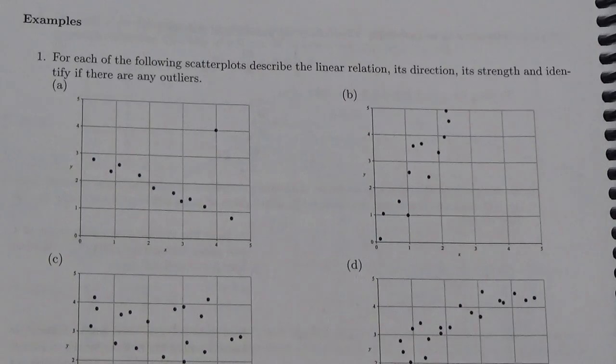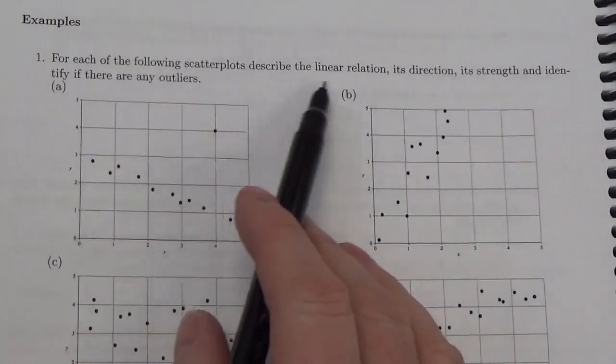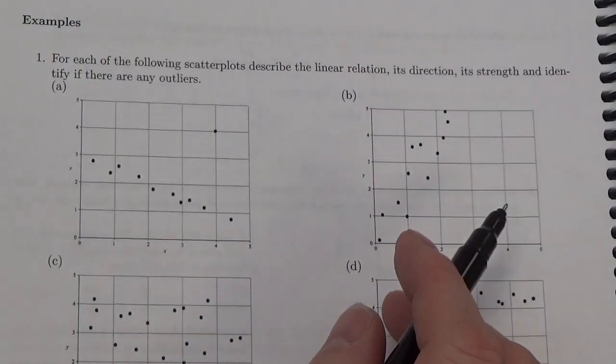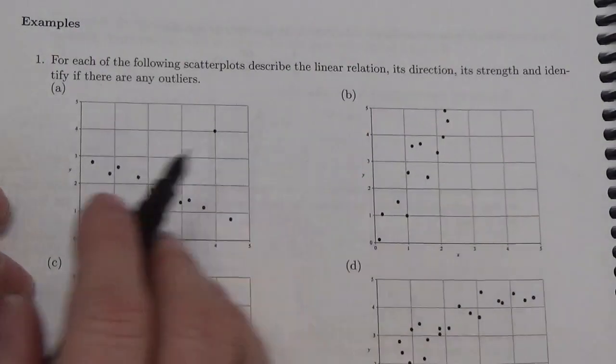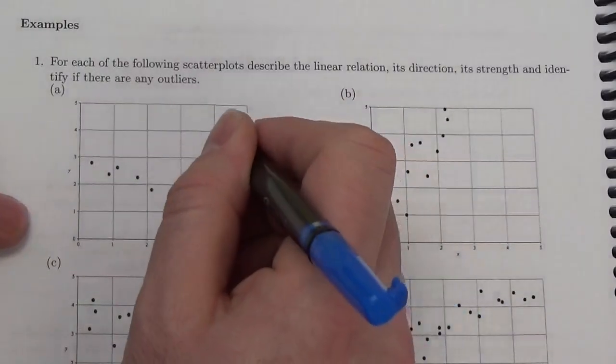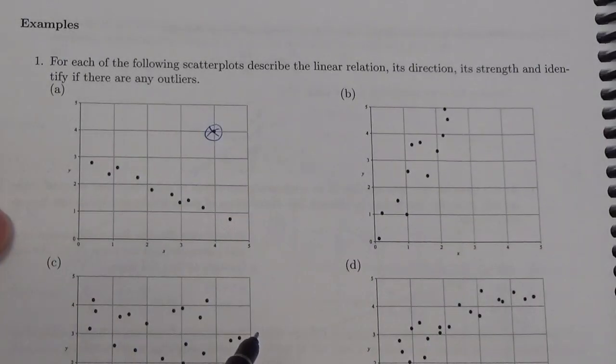Okay, so let's take a look at another couple of examples. Now you're going to see some repetition here, but that's kind of the point. I want to make sure that you see some of the stuff over again. It says, for each of the following scatter plots, describe the linear relation, its direction, its strength, and identify if there are any outliers. Okay, so we take a look at this one right here. I think it should be fairly clear that that's an outlier. Okay, that data has very little to do with what's going on here.